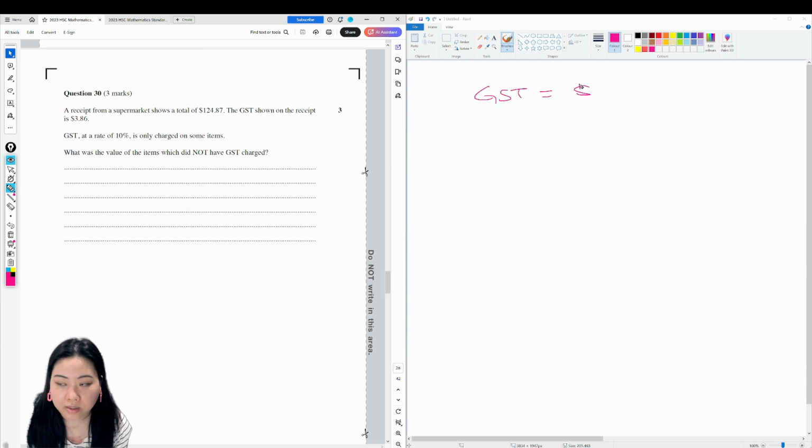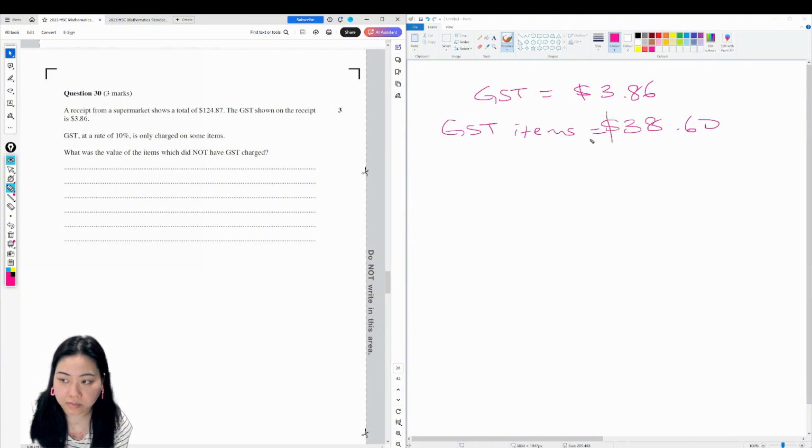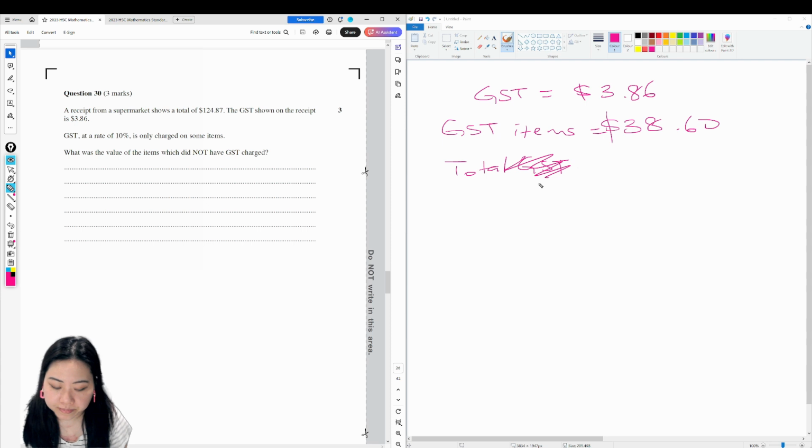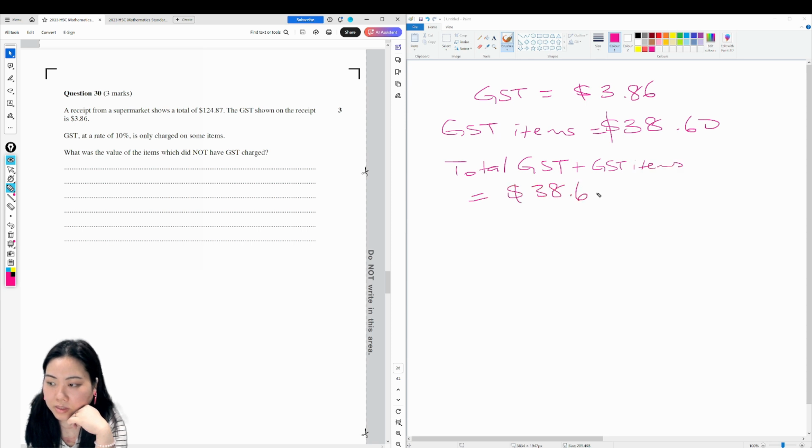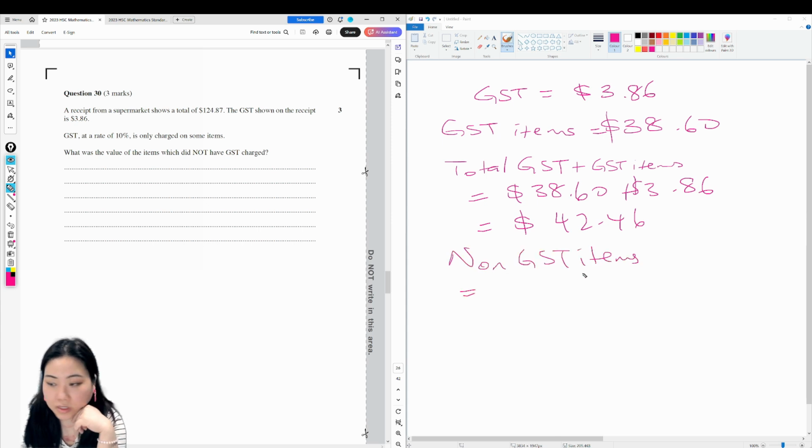Right. GST is $3.86. Therefore, the GST items were $38.60 because 10% of that is the GST. The total GST stuff, I'm just going to say total of GST plus the GST items is $38.60 plus $3.86. That is $42.46.